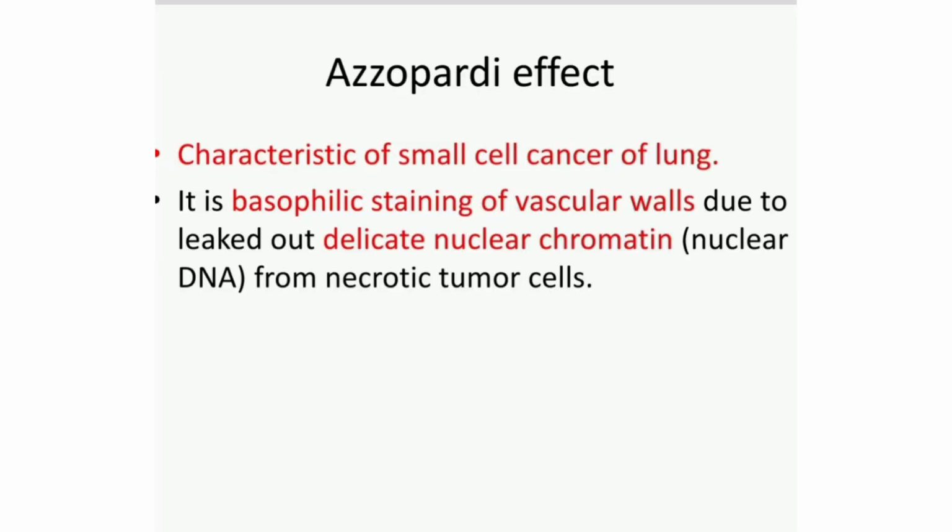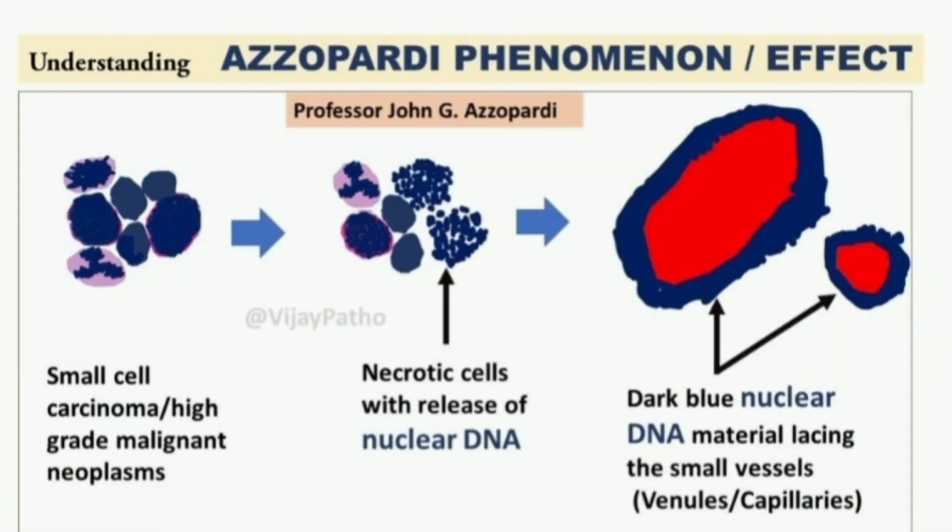Very important for your viva is Azzopardi effect, which is characteristic of small cell cancer of lung, which is a very high grade malignancy. So there is basophilic staining of vascular walls because of leaked out DNA material. It is a high grade malignant neoplasm. So because of extensive necrosis of cells, there is release of nuclear DNA. This nuclear DNA, it laces around the small vessels, that is venules and capillaries.